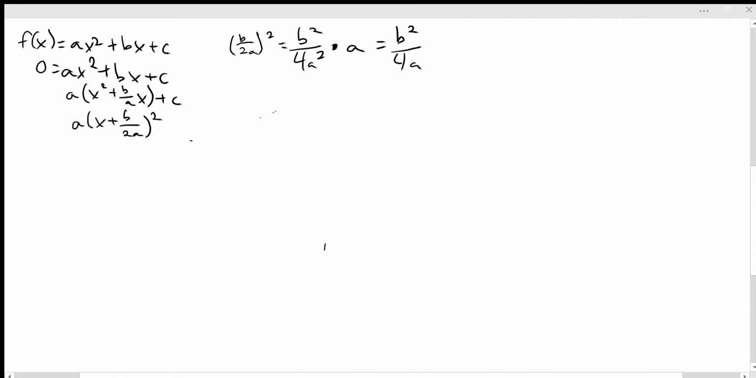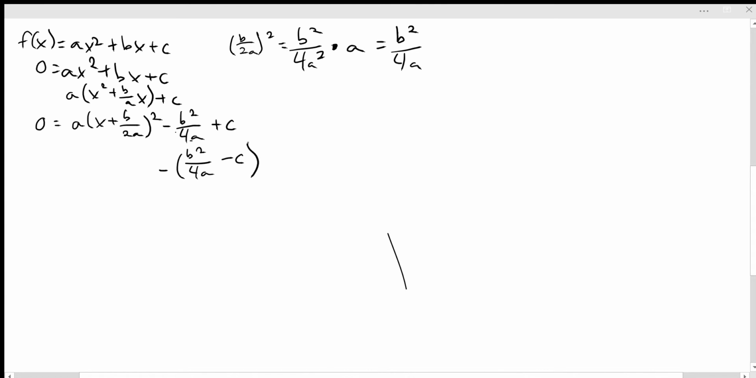So what we need to do is subtract this. So we'll have minus b squared over 4a plus c, and that still equals 0. Alright, so the next thing we're going to want to do is combine these two terms. First of all, let's just factor out this negative and have minus b squared over 4a minus c.